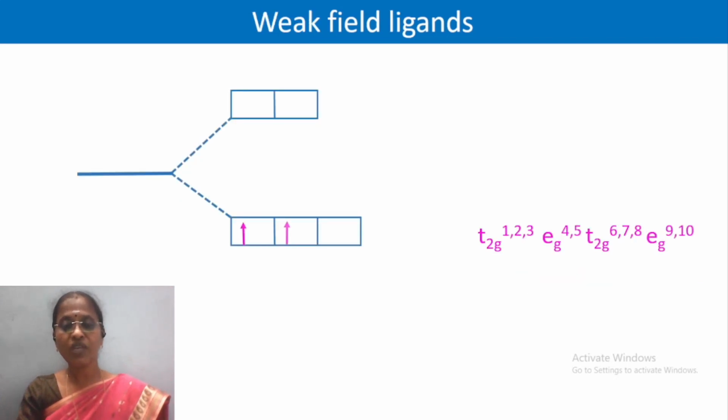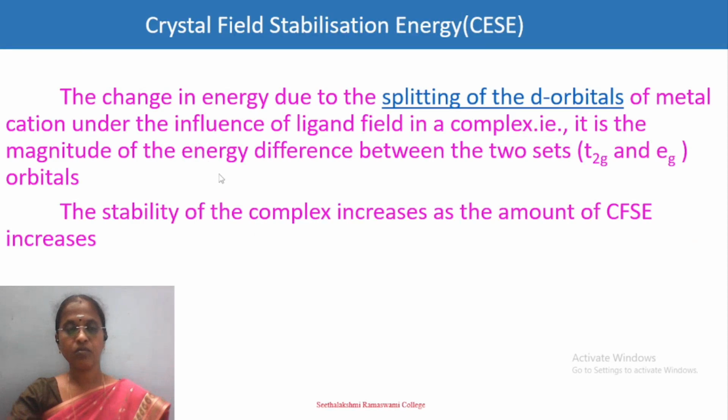But in weak field complexes, especially for d4, d5 and d6 ions, the number of unpaired electrons is higher. So the weak field complexes, that is the spin-free complexes, are otherwise known as high spin complexes.